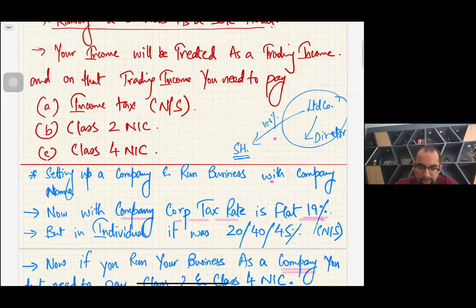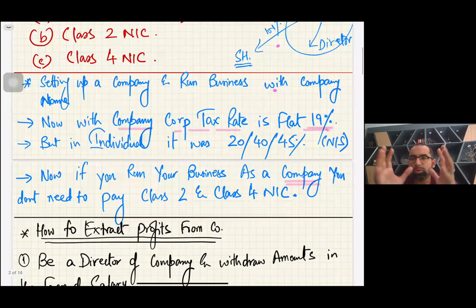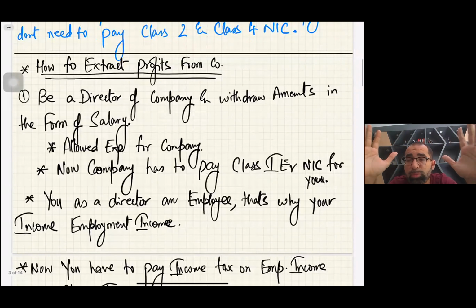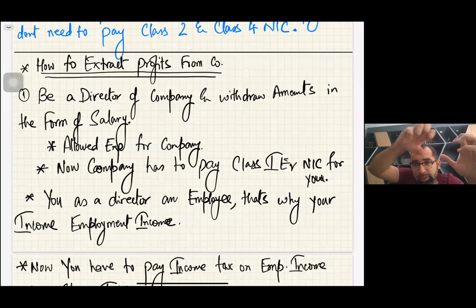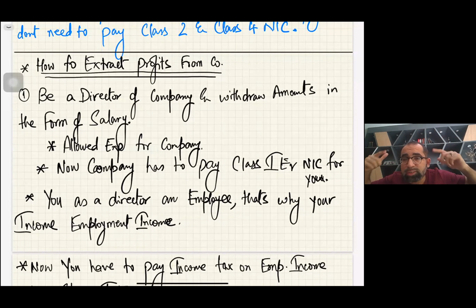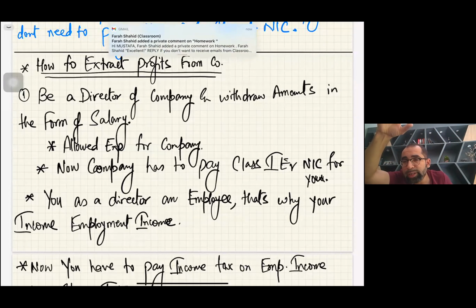Now, my dear students, let us say you incorporated a company and now you are running your business as a company. Now just think, you still need to extract your money from the company because finally you need money. Finally, the individual needs money. All this planning was done by a human being, so finally this human being wants the money. So how can you extract money from the company?